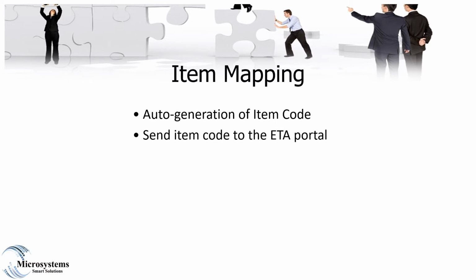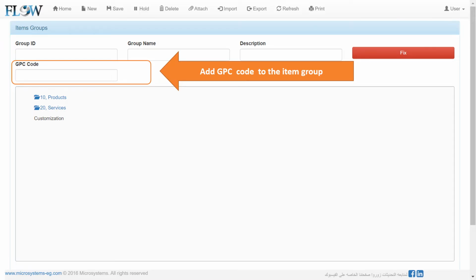Send item code to the Egyptian Tax Authority ETA portal. Check the code approval. How can we do that? By 3 steps. First, by adding GPC code to the item group. We create a group code for all items in your company, to make your own items with the GPC code to be validated by the ETA portal.